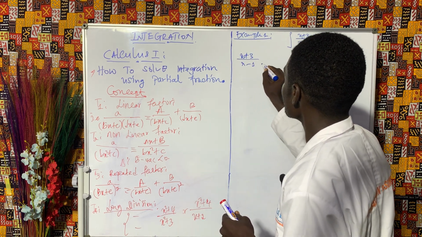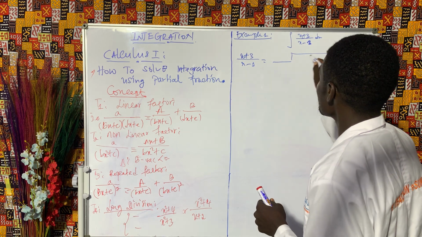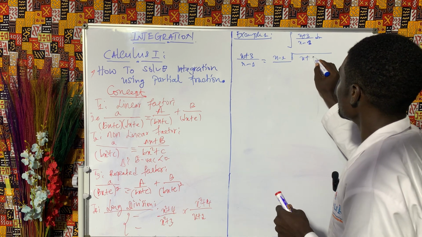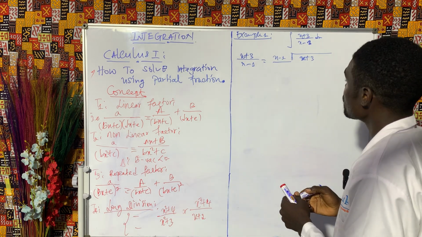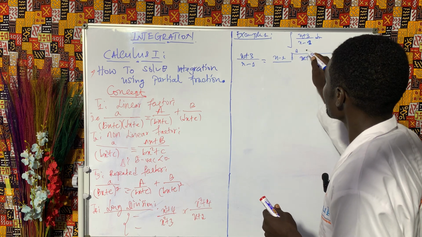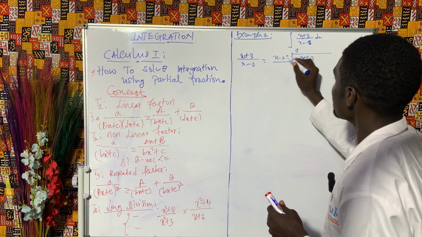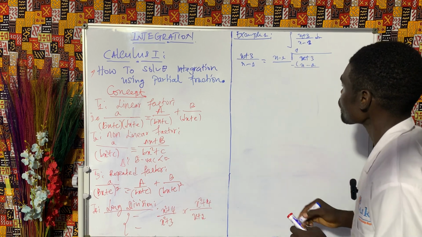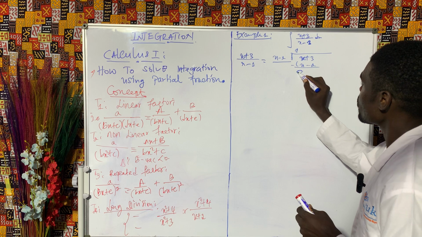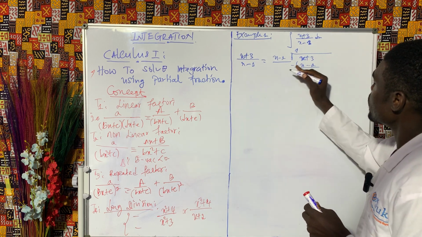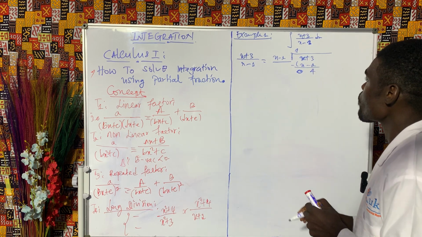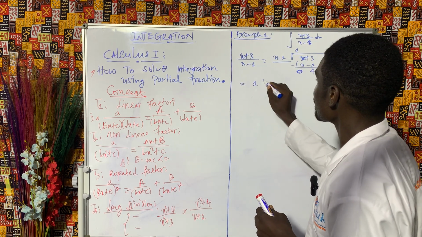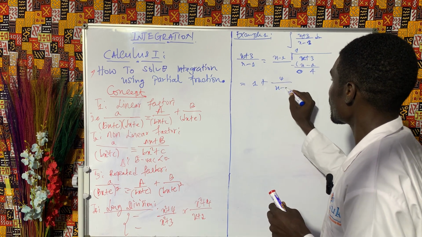We have x minus 1 as our divisor, and here we have our dividend. Proceeding with the division, x divided by x, you have 1. So 1 times x minus 1 gives x minus 1. Subtracting, this is 0, then 3 minus minus 1 is 4. So this will drop to 1 plus 4 over x minus 1.